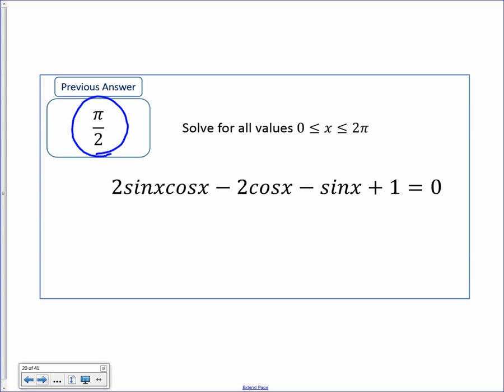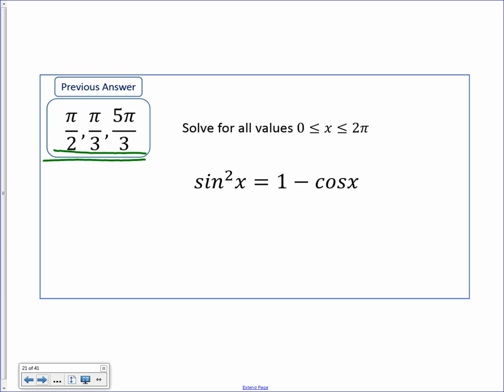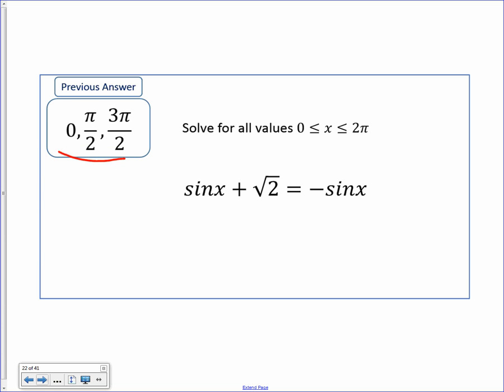Okay. Look at this one. This is a doozy. Okay, so this one you definitely have to factor by grouping. So that big, long equation has those 3 answers. And I kind of feel like we're back to the beginning, but I could be totally wrong. Okay, so sine squared x equals 1 minus cosine x should be these 3 answers. I'm wrong. This one goes on forever, doesn't it?